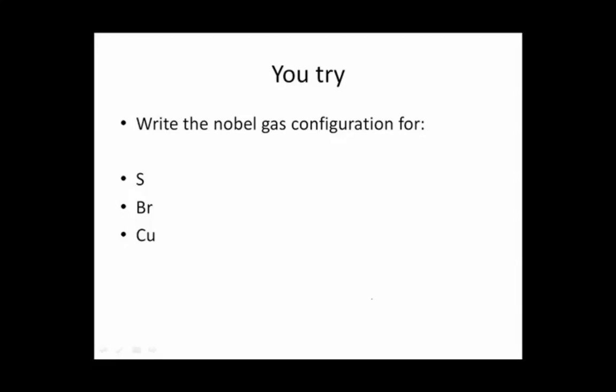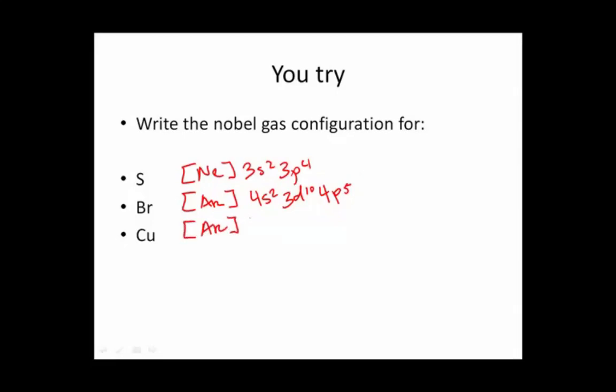Okay, welcome back. What you should have gotten for the noble gas configuration for sulfur would be brackets Ne, 3s2, 3p4. Bromine would be brackets argon, 4s2, 3d10, and 4p5. Copper is brackets argon, 4s2, and 3d9.